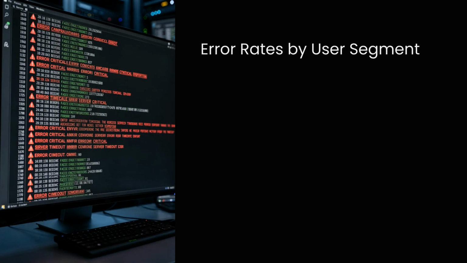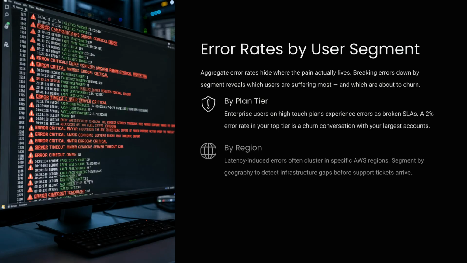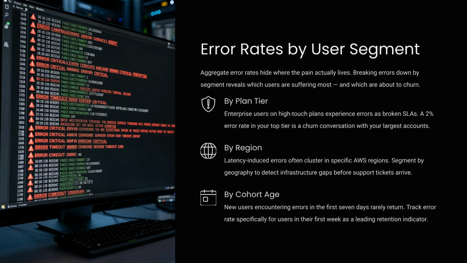Error rates by user segment reveal hidden pain points. Segment errors by plan tier, region, and cohort age. Pay close attention to enterprise users and new users, as high error rates for these groups can lead to churn.